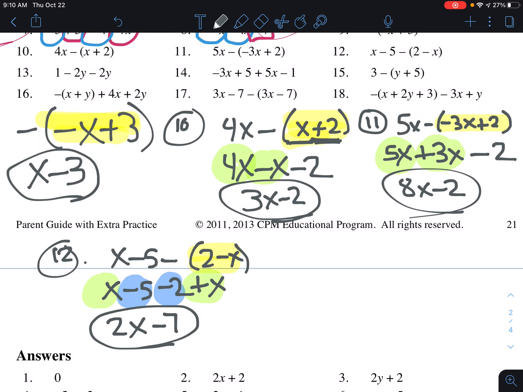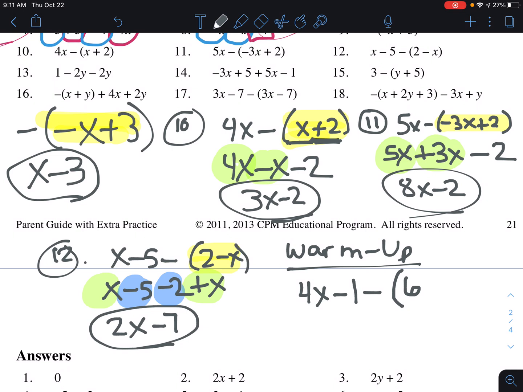Okay, I'm going to give you a problem to do right now, and I want you to put the answer to this problem in the warm-up. So here is your warm-up problem that I want you to put in the discussion post that is after today's assignment. You're going to do 4x minus 1 minus parentheses 6 minus 6x. So do that problem, put it in the warm-up, in the discussion post after today's assignment. There will be a quiz on this today. So if you need to rewind this and watch it again to make sure you really know what you're doing, then you need to do it.